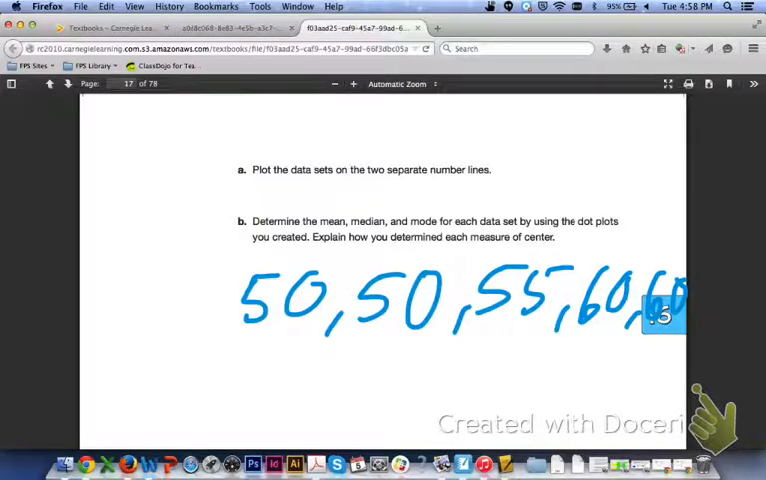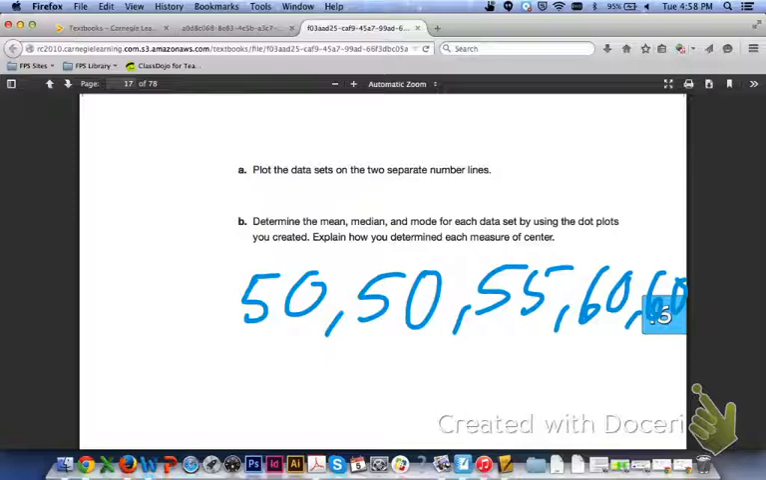To start with the first data set here, I have the values in place: 50, 50, 55, 60, and 60. The first one I'm going to start with is the mode. The mode, again, is the number that occurs the most in a data set. In this case, there are 2 modes, 50 and 60, both occur twice. So the mode is 50 and 60.